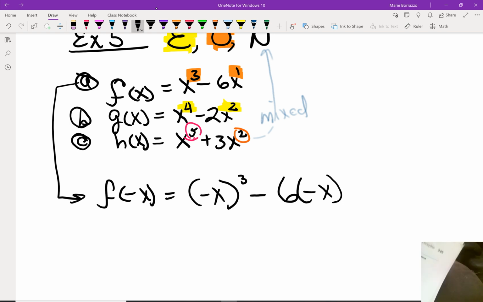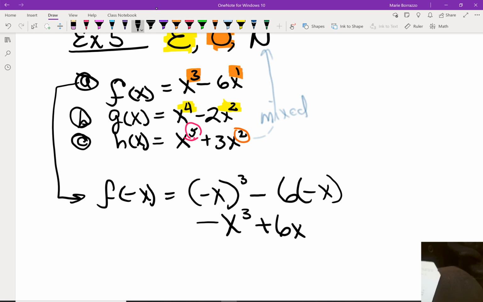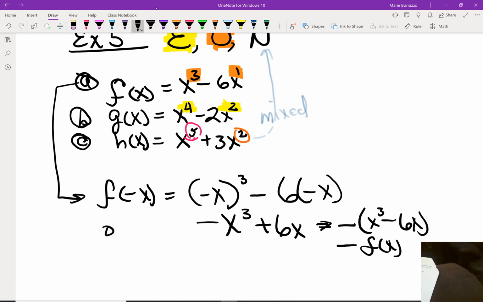If you remember, if I substitute a negative x and I get the negative of f of x, notice that this is going to give me negative x cubed plus 6x, which in essence is the equivalent of the negative of x cubed minus 6x. Hence the negative of f of x. That's how you know it's odd, or that's how you prove it.